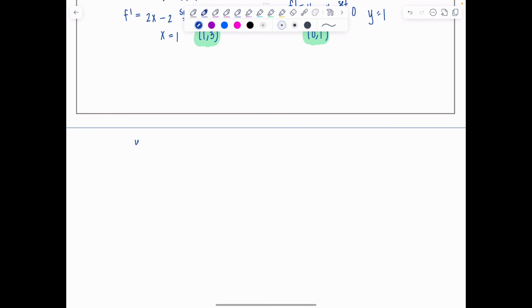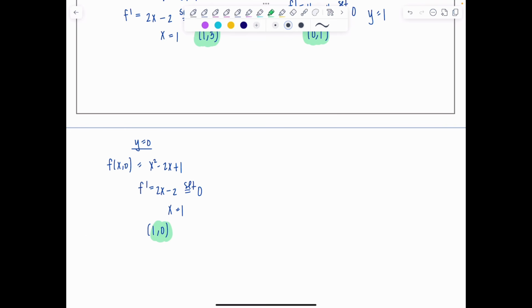Okay, y equals 0. So we'll have f of (x, 0), which is going to be x squared minus 2x plus 1. And then f prime is 2x minus 2. Set that equal to 0, and you get x is 1. So we have (1, 0) from that boundary equation.